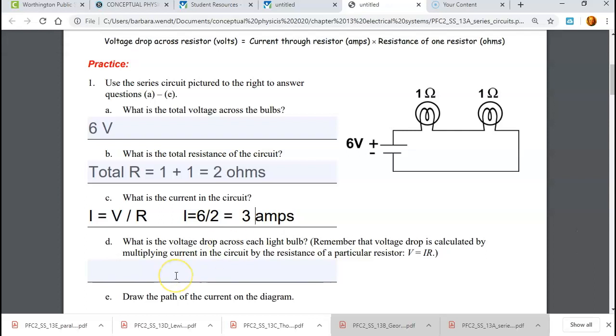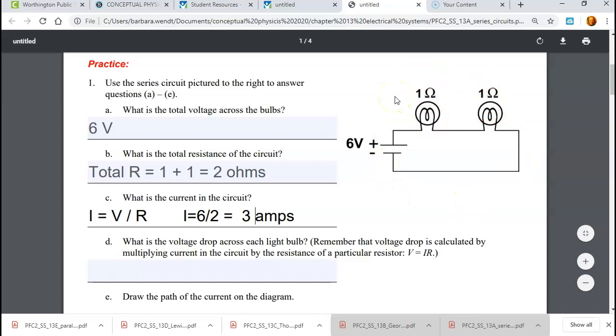Letter D. What is the voltage drop across each light bulb? Okay, so what that means is we start with 6 volts here, and as we get to the end of the circuit, right, we have to get down to 0 because the beginning and the end has to be a difference of 6. So if we think of the beginning as having 6, we have to think of the end as having 0. So each one of these bulbs is using part of that.